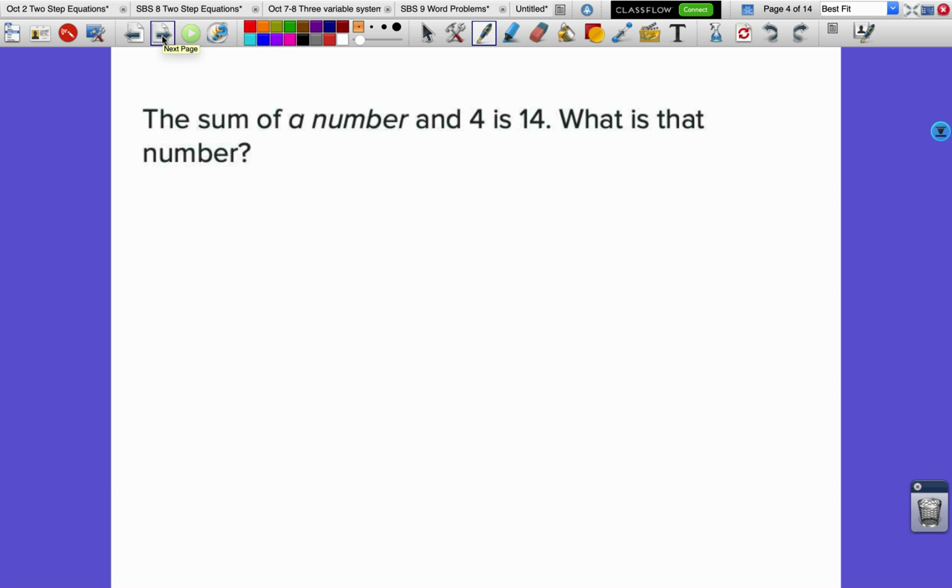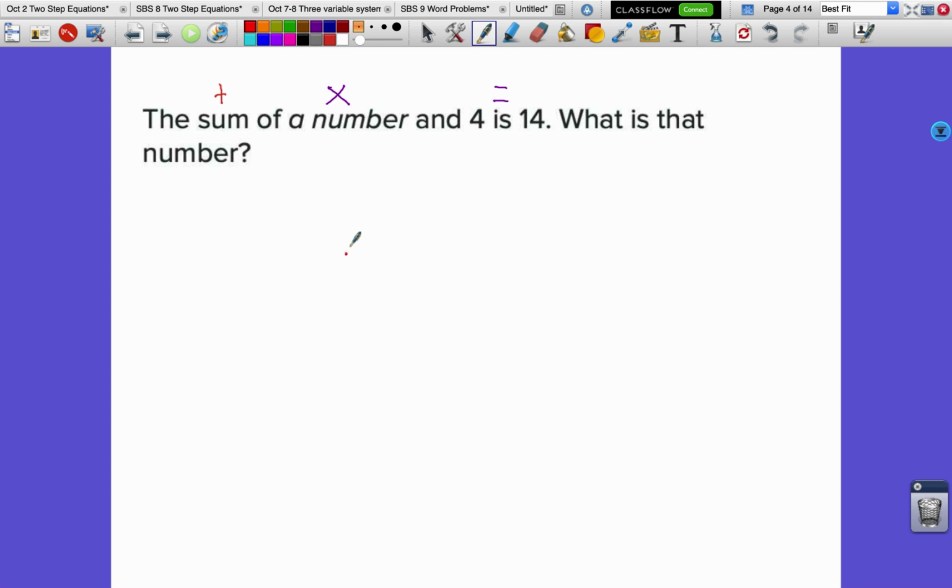So here I've got an equation for you, but it's written out as a verbal expression. The sum of a number and 4 is 14. What is that number? We have to remember that sum means addition. So maybe I'll write a little plus up here. When we see a number, and I italicized it to hopefully help you realize that this is what we're trying to solve for, we're going to represent that with a variable. So we'll pick x. And when we see that word is, that becomes an equal sign. The 4 is a 4, the 14 is a 14.